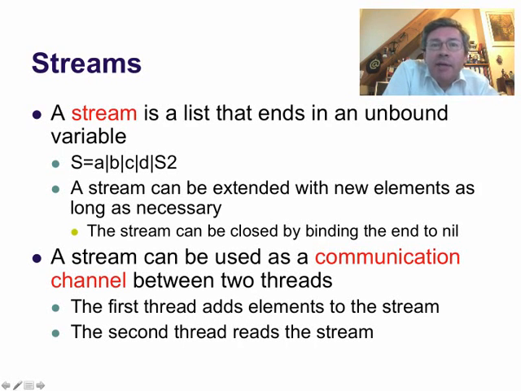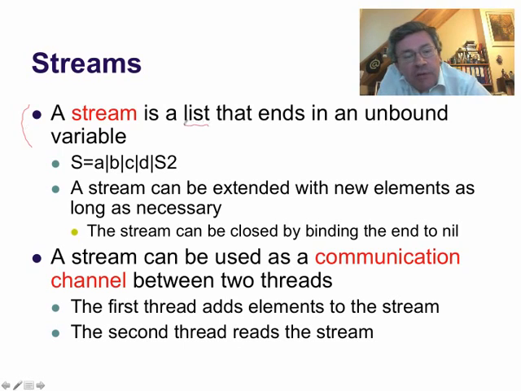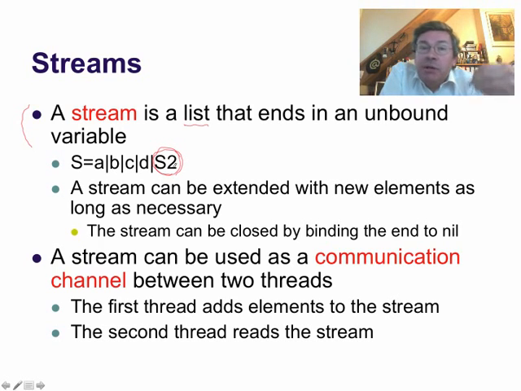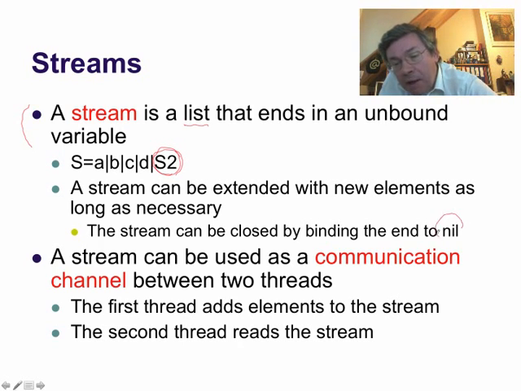Now that we've seen how data flow and threads work, let's do some multi-agent programming. The first concept we need is a stream, a communication channel. But a stream is just a list that ends in an unbound variable. And if we bind this variable S2, then we're extending the stream. We can extend it as much as we want, and we can close it by finally binding the unbound variable to nil. So this is a communication channel that we can use to communicate between two threads.